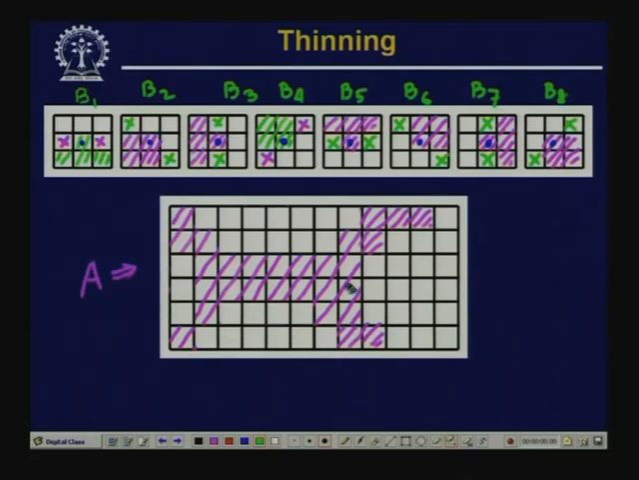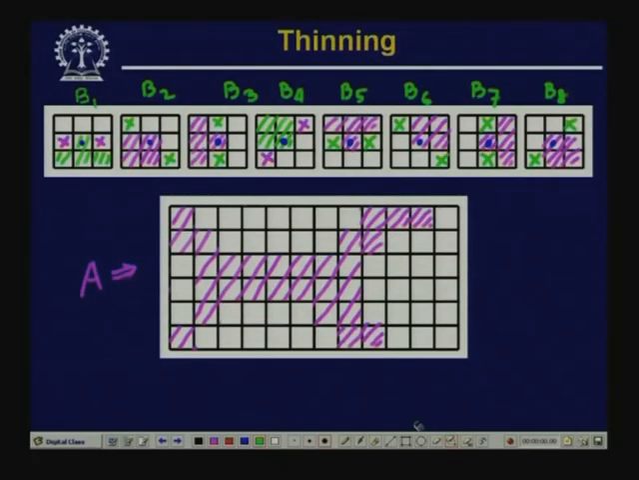These are the points which will remain when the algorithm converges. Now, on this, if I impose the restriction that the thinned output has to be M-connected, then some more points have to be removed from this thinned output. To make it M-connected, I have to remove this point, this point, this point, this point, this point, and this point also.